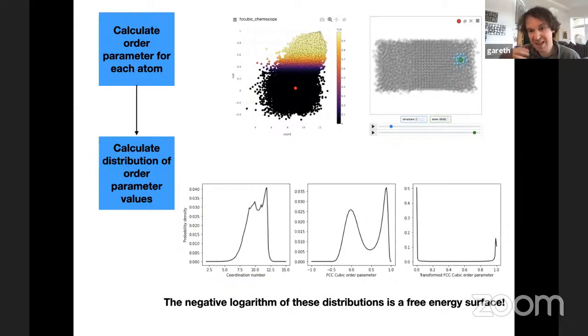So in theory, if we're looking at these order parameters, we can converge our free energy surfaces much more quickly, because we can look at the relative free energies of the solid and liquid. By taking the negative logarithms of those distributions, we can get the relative free energies of the solids and liquids, which is kind of cool, without doing any MD or doing considerably less MD.